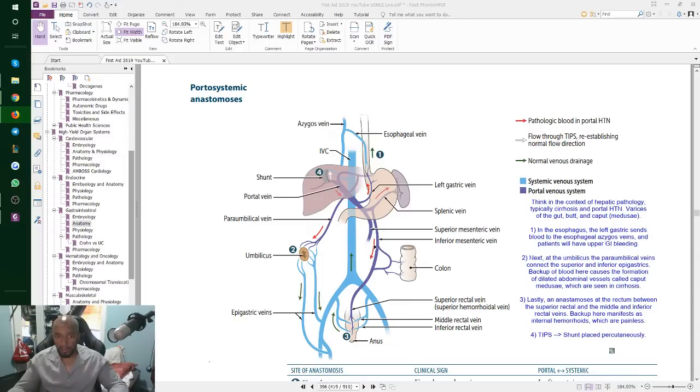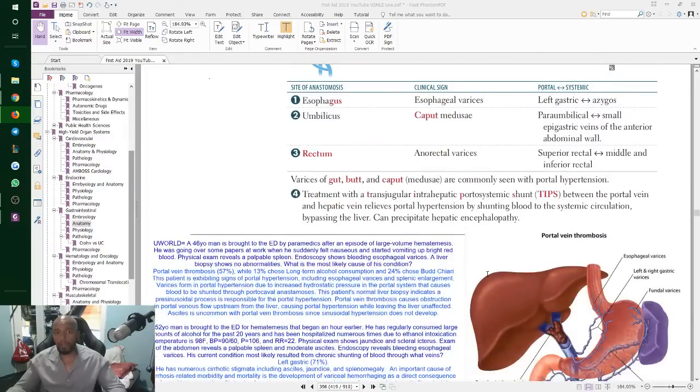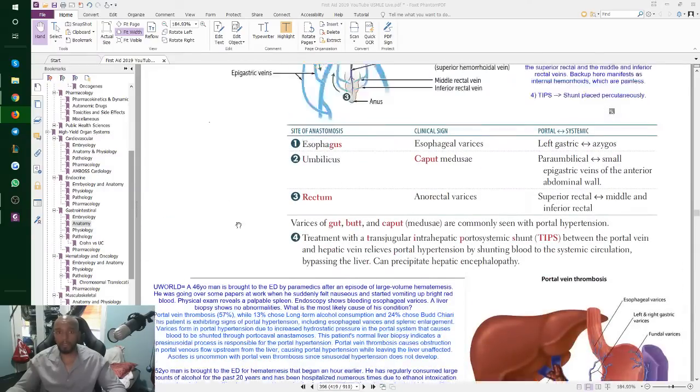And then the last one here, you're seeing your inferior mesenteric vein, which is a branch of your splenic vein. Inferior mesenteric vein bringing blood down to the superior rectal vein, leading to varices over here. Right? So three different pathological blood flows that you have to know very well. You got to know the names of the veins, where they come from, and what they do. Right? And that's what we're seeing right here. So site of anastomosis and clinical sign.